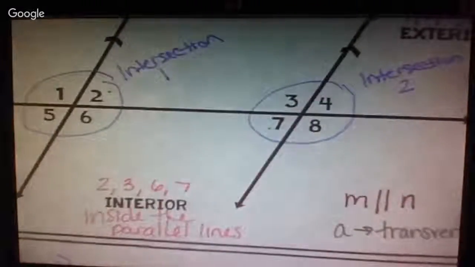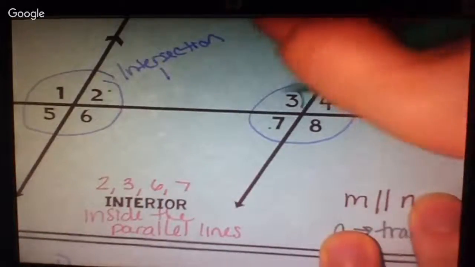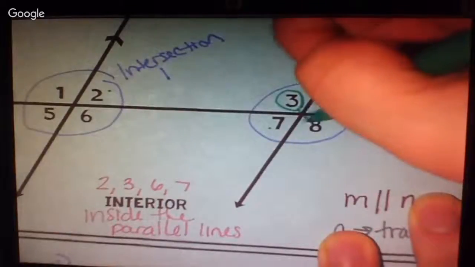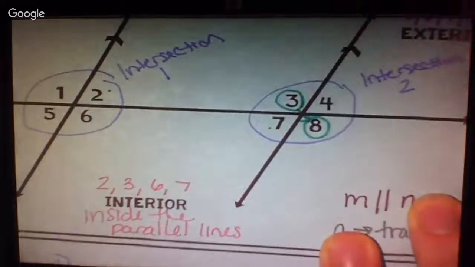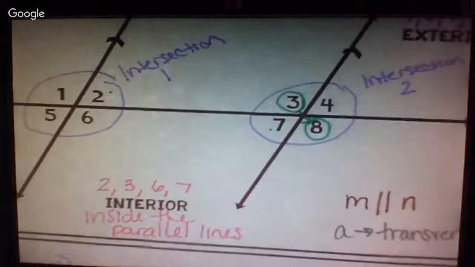You're fine. So when I go up here, vertical angles are formed by 2 lines that cross, and they're across the V. So if I'm at 3, across this V is 8. Okay? So 3 and 8 go together, 7 and 4 go together.